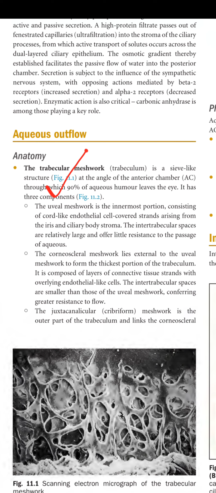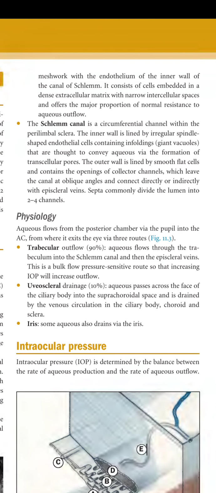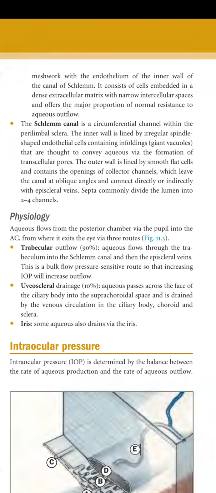So next is the juxtacanalicular cribriform meshwork, the outer part of the trabeculum, which links the corneoscleral meshwork with the endothelium of the inner wall of the canal of Schlemm. It consists of cells embedded in the dense extracellular matrix. So it is a dense matrix with narrow intercellular spaces and offers the major proportion of the normal resistance to the aqueous outflow.